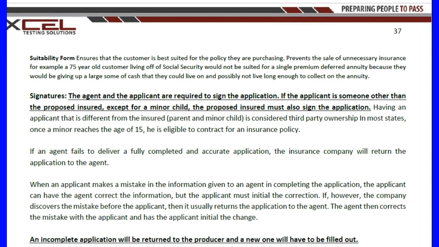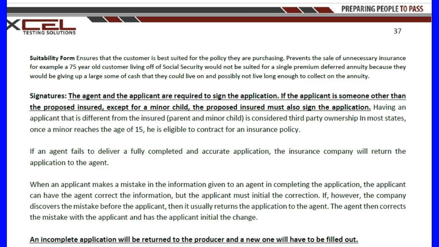Suitability form ensures that the customer is best suited for the policy they are purchasing. It prevents the sale of unnecessary insurance. For example, a 75-year-old customer living off of Social Security will not be suited for a single premium deferred annuity, because they will be giving a large sum of cash that they could live on and possibly not live long enough to collect. Suitability form, that's important to check which one will be suited.